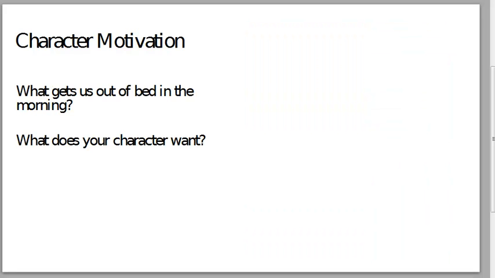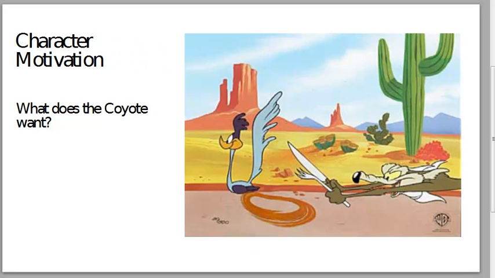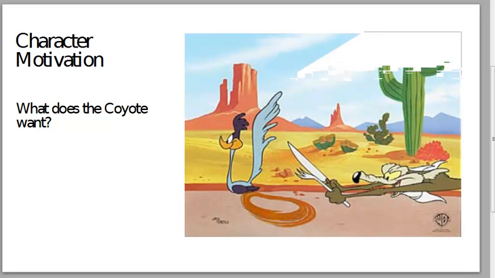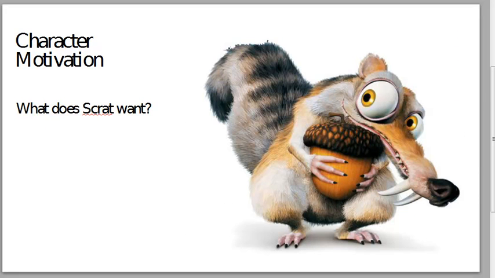You also want to think about character motivation. What do characters want? What are they actually interested in? If you think about the great classic Warner Brothers characters, think about what Sylvester wants. It's pretty simple. It's pretty straightforward. He wants to eat the bird. So it is with the coyote and Pepe Le Pew. I think it's pretty clear what he's after there as well. And reinvention of these simple characters was Scrat from Ice Age.